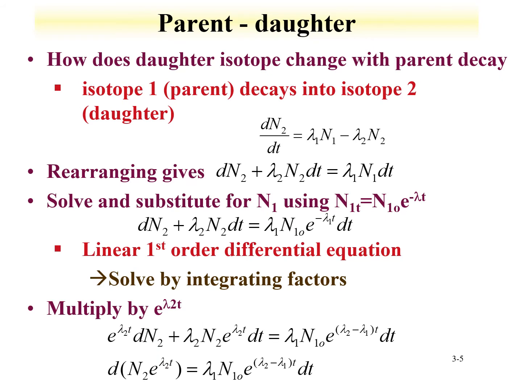Let's consider a case where we just have one daughter being produced from the decay of one parent. We have an isotope 1 and it decays into isotope 2. The change of isotope 2 as a function of time is equal to the decay of the parent that's going into the daughter, minus the decay of the daughter. We rearrange this equation and get this term. Let's substitute for N1 using N1 at time t equal to N1 naught, the initial amount, times e to the minus lambda 1 t. That equation then becomes what is seen here.